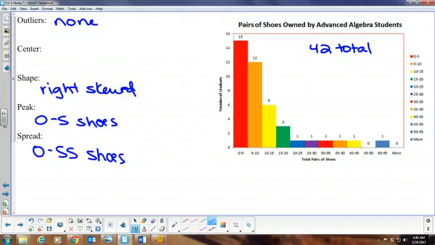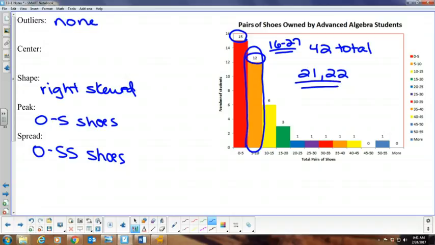Well, we divide by 2. And when there's an even number of people, subjects, whatever it would be, then we have 2 different centers. So I'm going to divide by 2 and get 21. So between my 21st and 22nd data value is where the center is. So when I'm counting, I can see that the first 15 are here. So then the 16th through the 27th, I'm going to add 12 to that 15. The 16th through the 27th values are in this category right here. So that's where 21 through 22 would lie. So I'm going to say that my center is between 5 and 10 shoes.